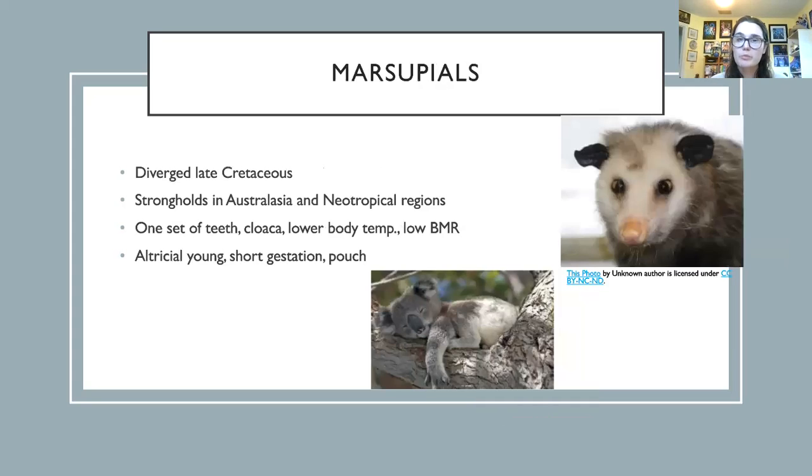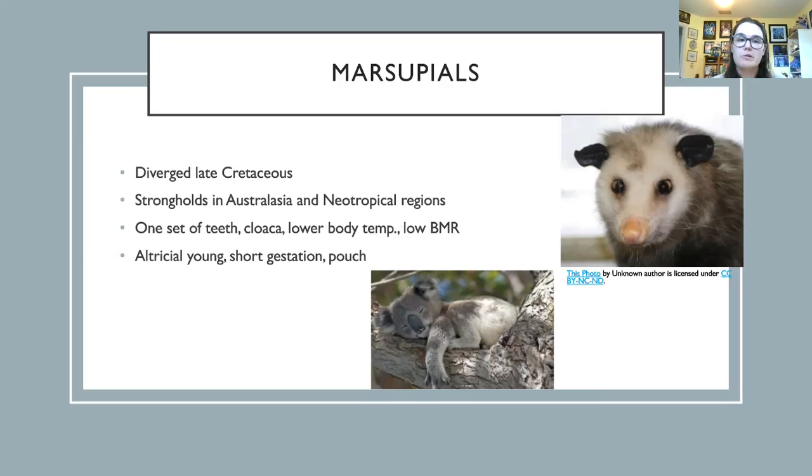Then we have the marsupials, who diverged in the late Cretaceous periods. They have strongholds in Australasia and the neotropical regions. Two examples of marsupials would be the koala and the Virginia opossum, which is my personal favorite. They only have one set of teeth.